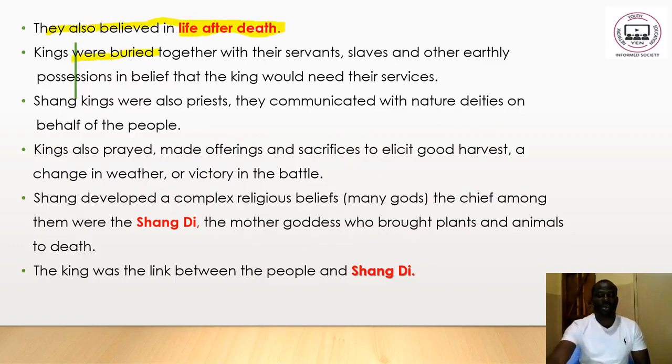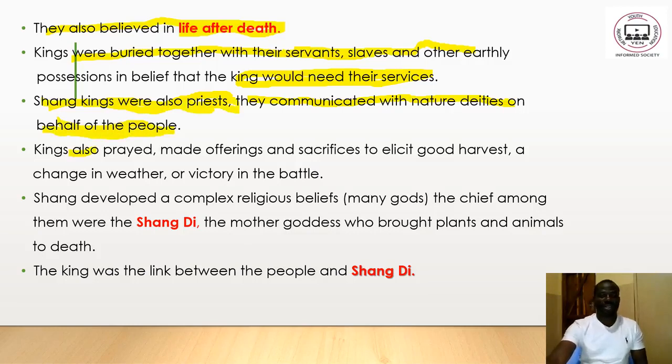Kings were buried together with their possessions, which included the servants, slaves, and other earthly possessions. They believed that the king would need the services of such things, so he was buried together with all his possessions. The Shang kings were also priests. That is, they communicated with nature deities on behalf of the people.